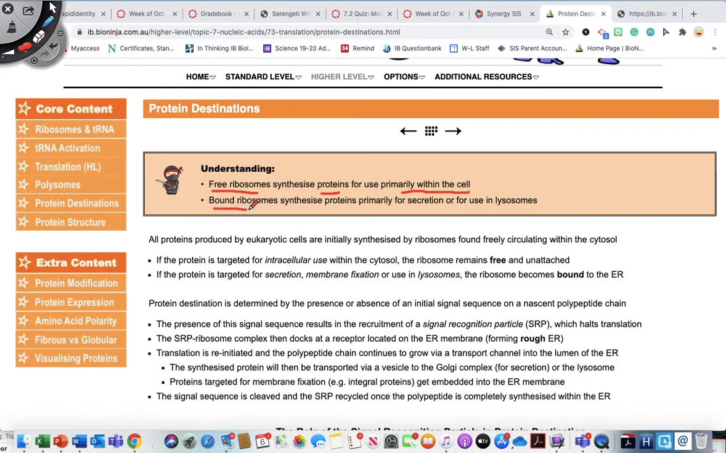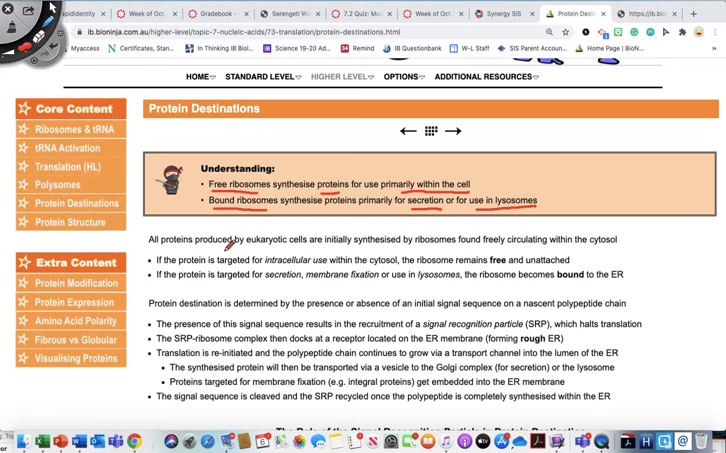And then there's bound ribosomes. So these are the ribosomes that are attached to the ER, and they're going to be primarily used for secretion. So that means that they are going to be exported out of the cell via the rough endoplasmic reticulum, Golgi apparatus, and then vesicles. Or they can also be used in lysosomes that are also other organelles within the cell. So that's the first essential understanding and differentiation that you need to make.